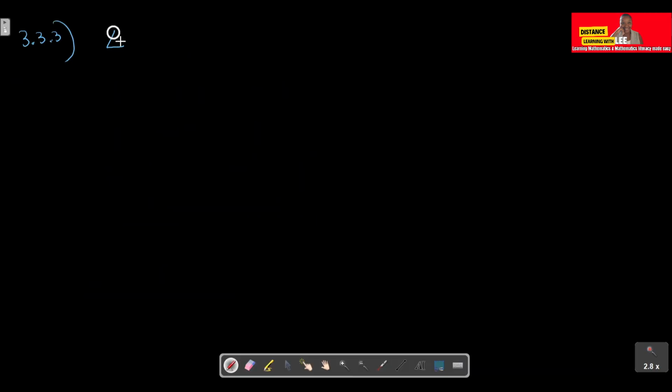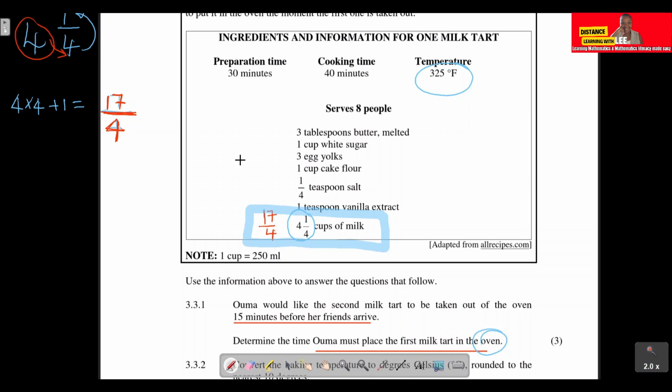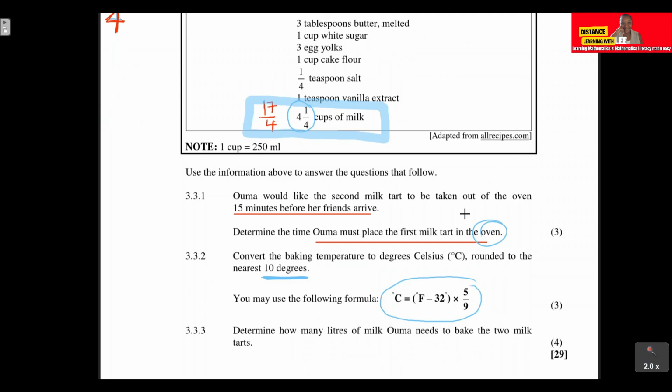We were given 4 and 1/4. To convert this into an improper fraction, you multiply by 4 and then you add the 1. So 4 multiplied by 4 is 16 plus 1 is 17 over 4. So that means that you need 17 over 4 cups of milk. Remember, these ingredients are just for one milk tart. Now we want to determine how many liters of milk Oma will need to make 2 milk tarts.